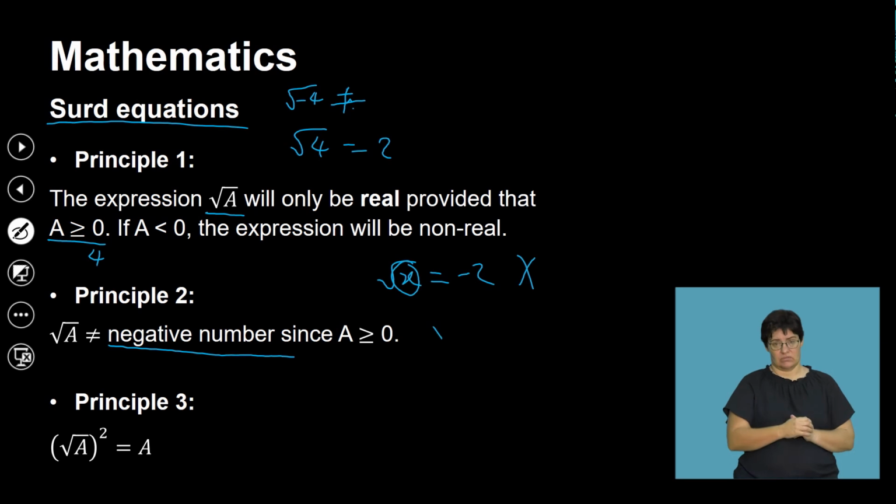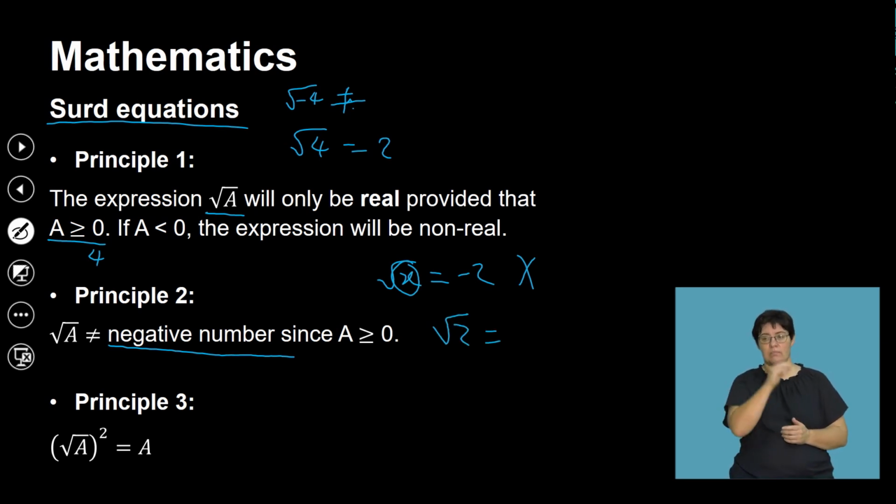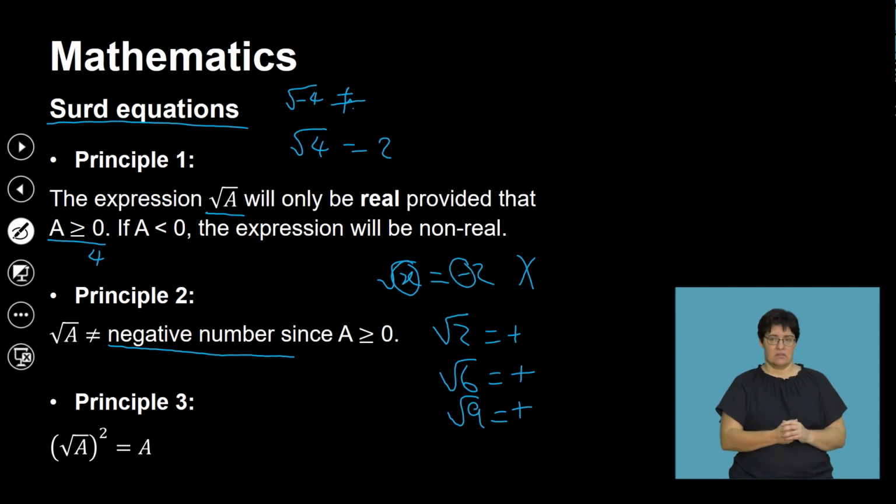So square root of x will then be, let's say x is 2. It means this will be an answer that is positive at all times. Square root of 6, it will be an answer that is positive. Square root of 9, it will be an answer that is positive. So there is no way that it will ever be a negative answer.